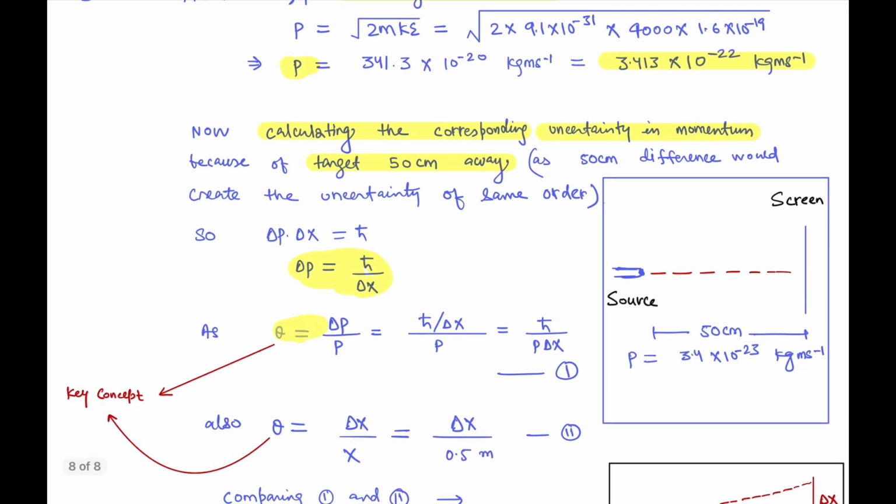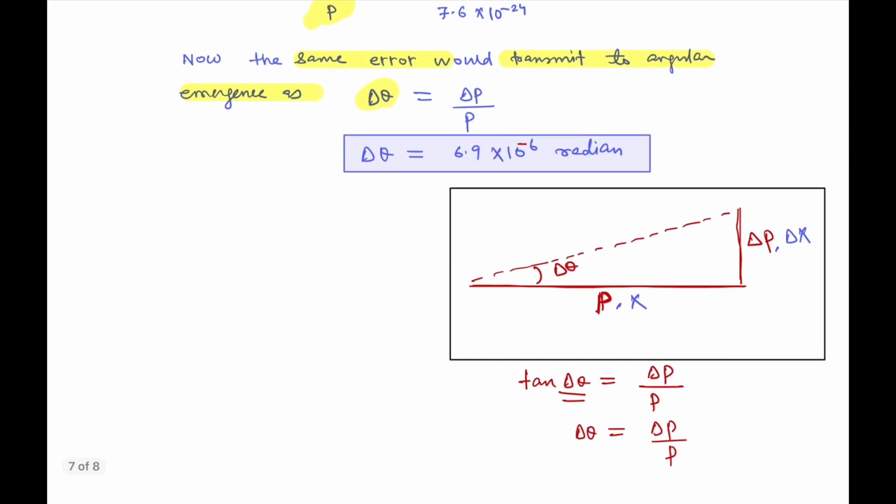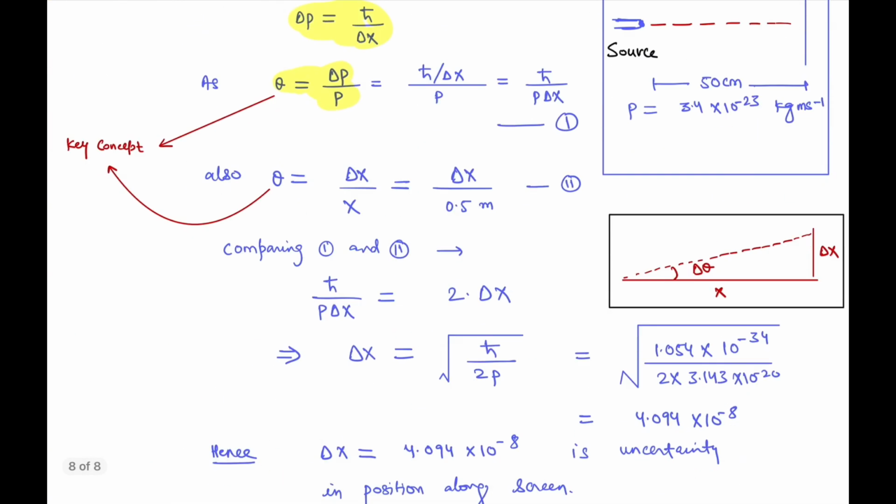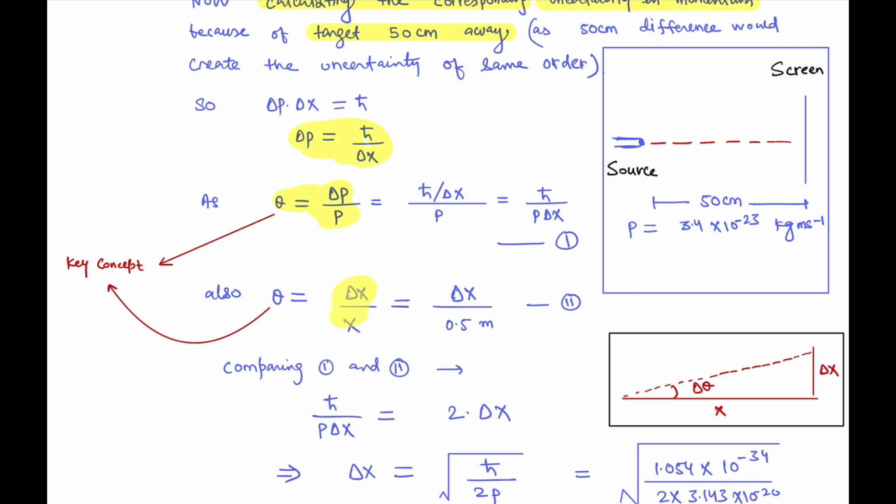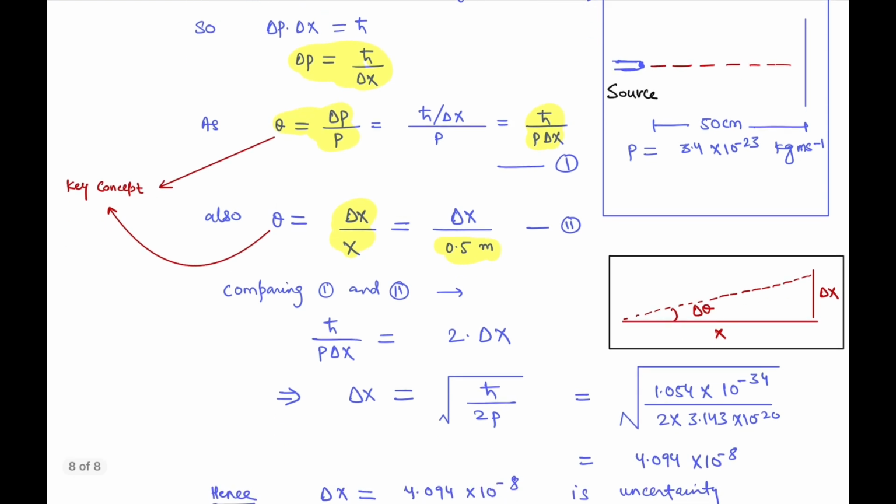and theta, which is the key concept we just learned here in this diagram. So we are using again that theta is going to be the same for both change in p by p and change in x by x. So when we do that, we get theta in terms of momentum to be h bar divided by p times delta x, and theta in terms of position is delta x divided by x, that is delta x divided by 50 centimeter, that is 0.5 meter. When we compare, because they are both theta, they should be equal. So from here we get delta x to be this value.